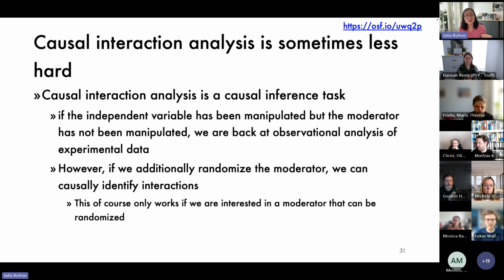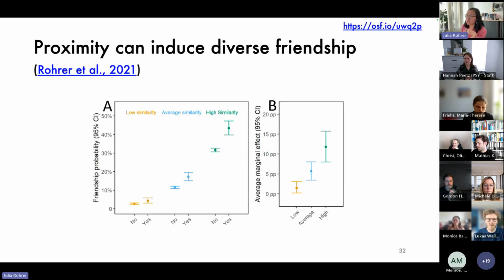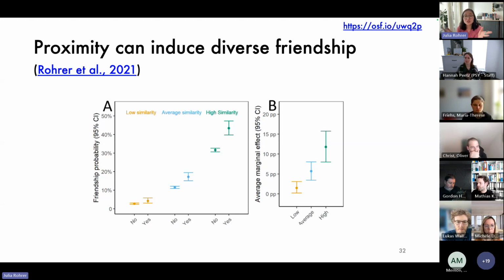And so I brought an example for you that is from a study that we conducted where the moderator could not be randomized. And that actually happens to be contact research. So we conducted a randomized experiment in 182 Hungarian classrooms. At the beginning of the semester, the seating chart was just randomized. So students were reseated in a random manner. And at the end of the semester, it was just measured who befriended whom. So we have friendships as the outcome here.